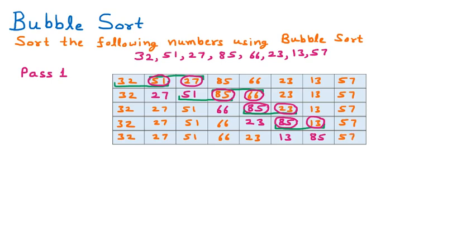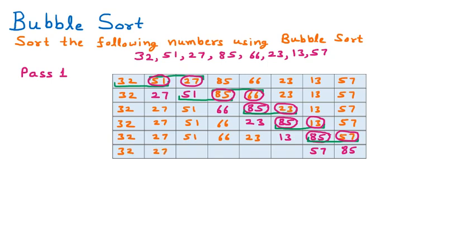Again we are going to compare two numbers here. We are comparing 85 and 57. We know that 85 is greater than 57, so these two will be swapped here. We are inserting one more row. So 85 will come afterward, and before that 57 will come, and all the numbers will be as they are: 32, 27, 51, 66, 23, 13. So there, pass 1 is over.